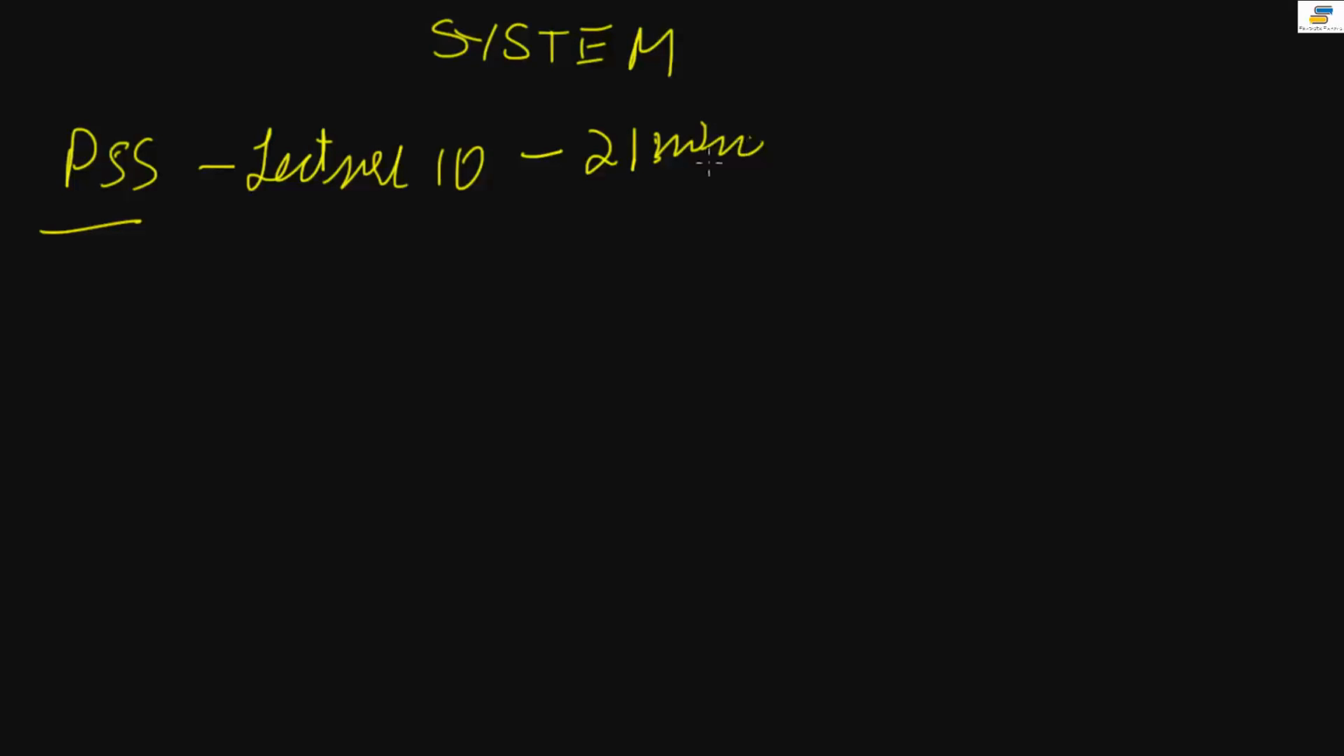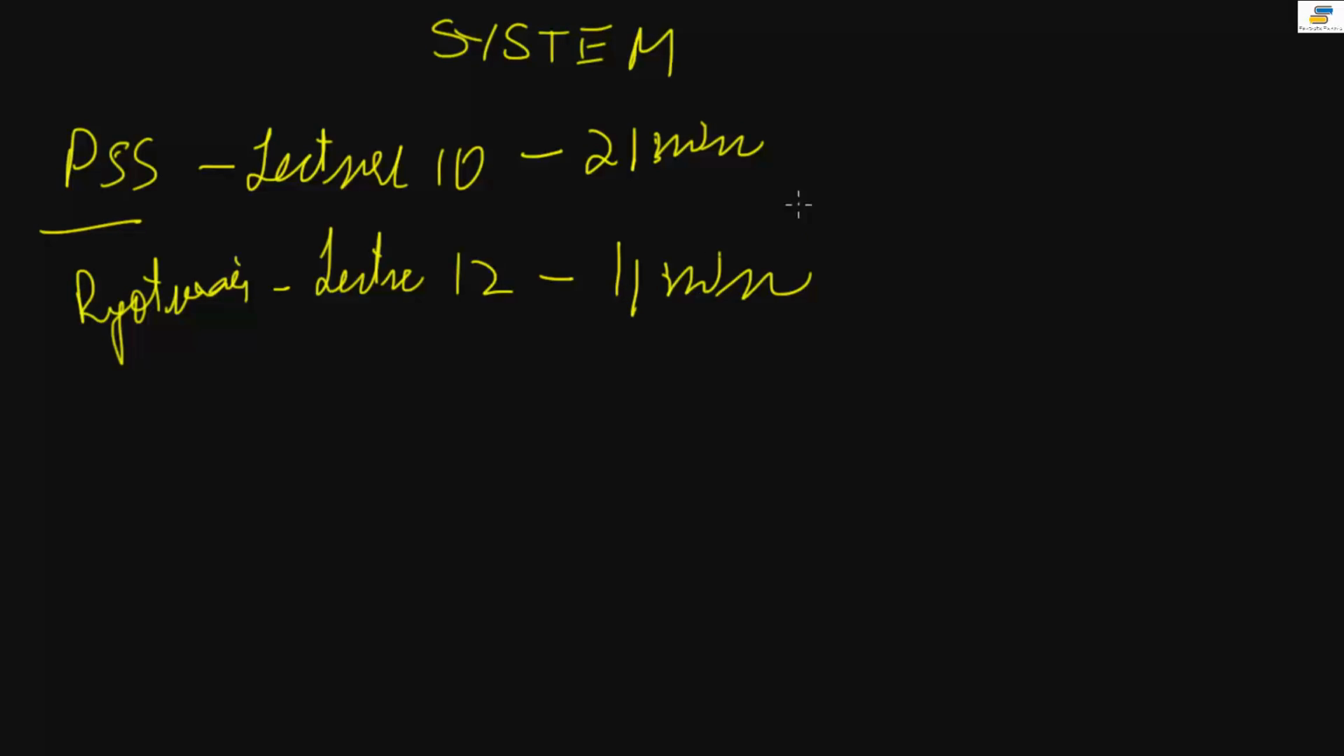The second system is the Ryotwari system, and I have also talked about this in detail. For this you will have to go to lecture number 12, and it starts from around the 11th minute in that lecture. So these were the two systems that we have already done. I also did the Ijaradari system, but I don't remember where that was done. You can always check the earlier lectures for that.